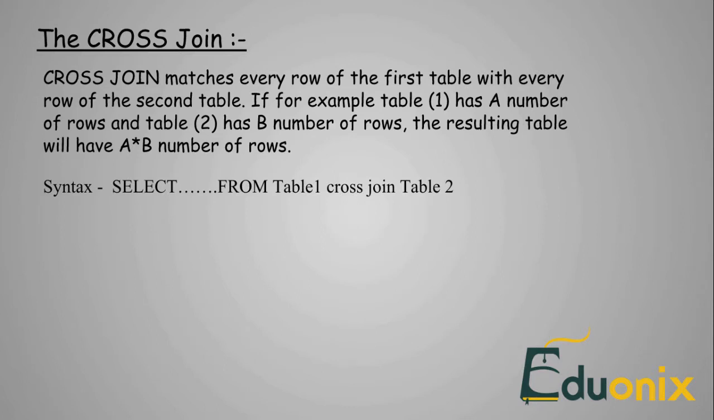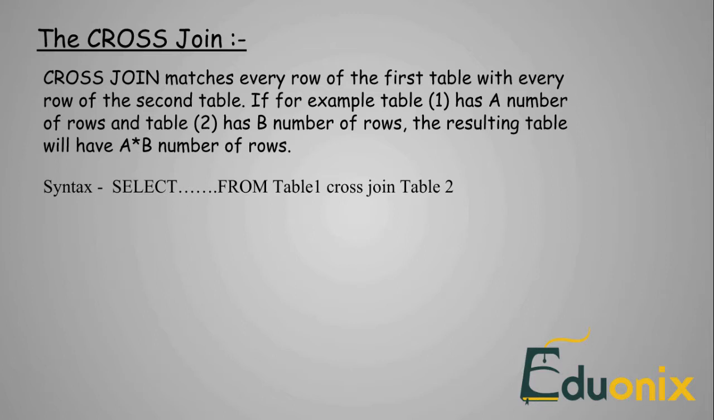Let us see the syntax that can be used to implement the cross join. In a select statement, you have to mention the names of the columns which you intend to bring from table 1 and table 2 respectively. And then in a from clause you write the name of the table and which join you intend to perform. For our example, we are joining using a cross join, and then we write the name of table 2. In this way, we can write the syntax to implement the cross join.